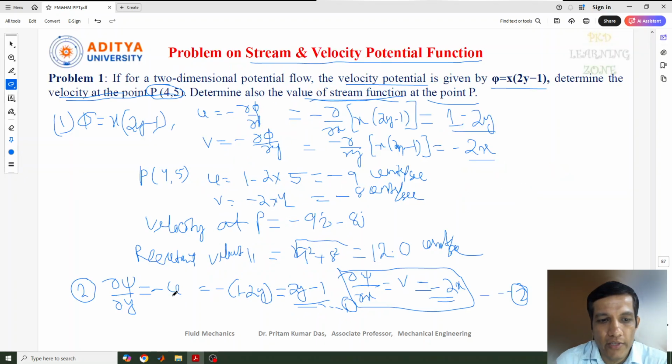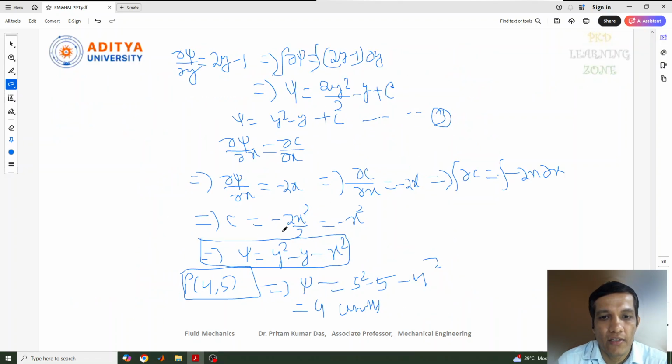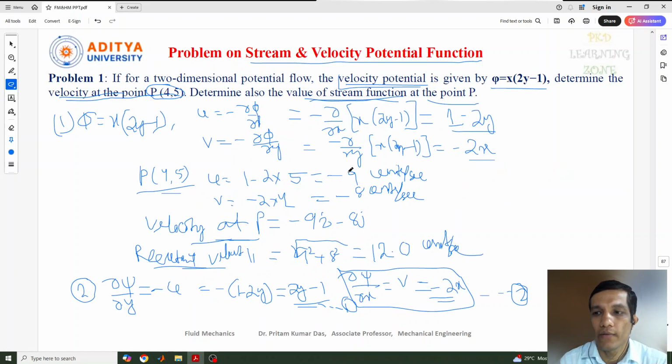Similarly, we got the value of the velocity potential function at point P, 4 and 5. Similarly, the second term, the stream function, we can also write at the point 4 and 5, in units per second. So I hope you understand how to solve the problem related to stream function and velocity potential function. It is very easy actually.